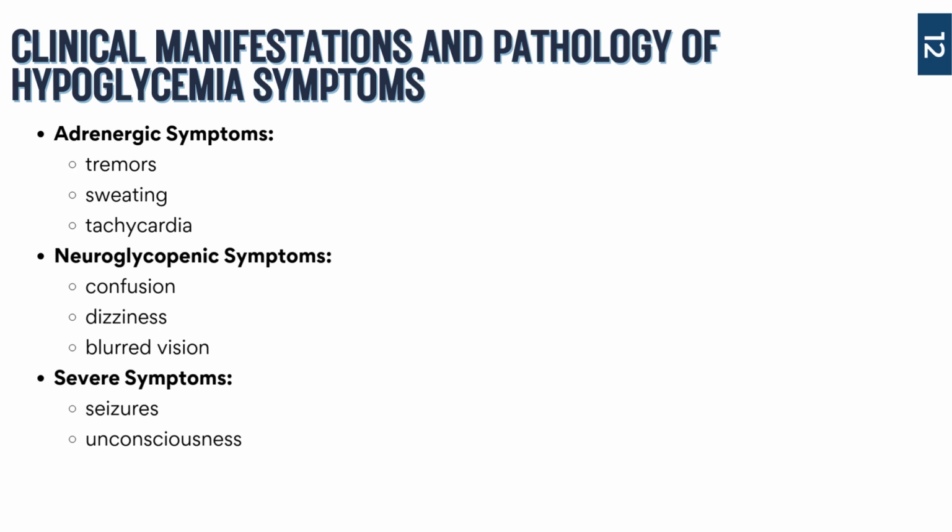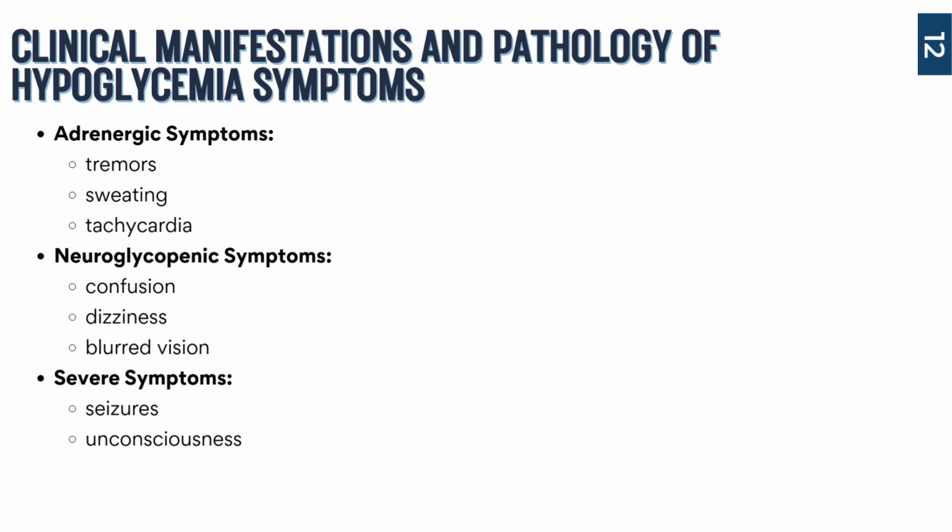Okay. So clinical manifestations and pathology of hypoglycemia. I kind of jumped the gun, but okay, whatever. The symptoms of hypoglycemia are divided into two main categories, adrenergic and neuroglycopenic. I have to say that slow. Okay, adrenergic symptoms are related to the body's fight or flight response, which is triggered when the blood glucose drops.